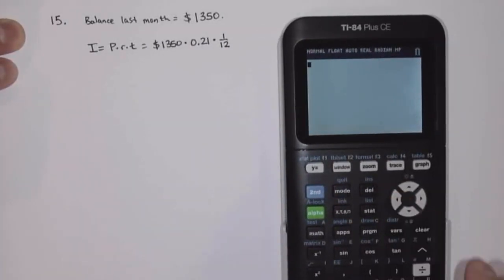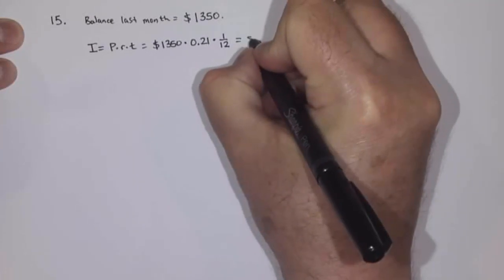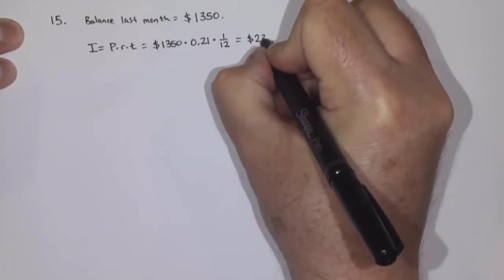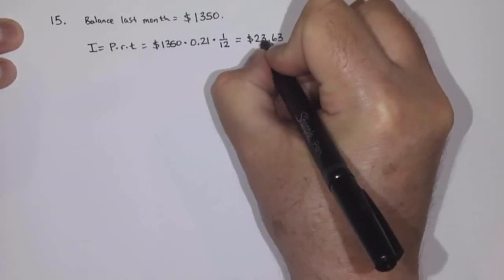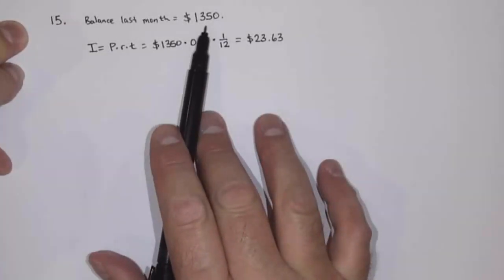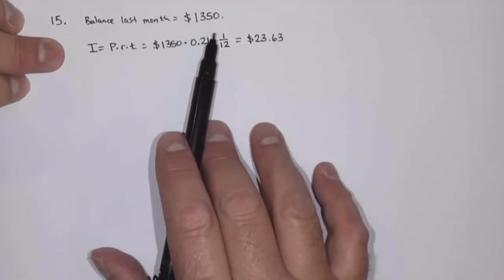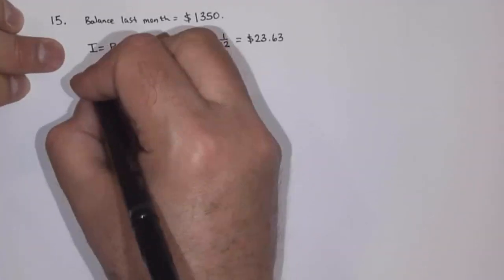So if I bring in my calculator, $1,350 times 0.21 times 1/12 of a year, so that's going to be $23.63 if I round to the nearest penny. So Johanna has $23.63 that she has to pay in interest for this $1,350 balance. Now, I need to find her new balance.